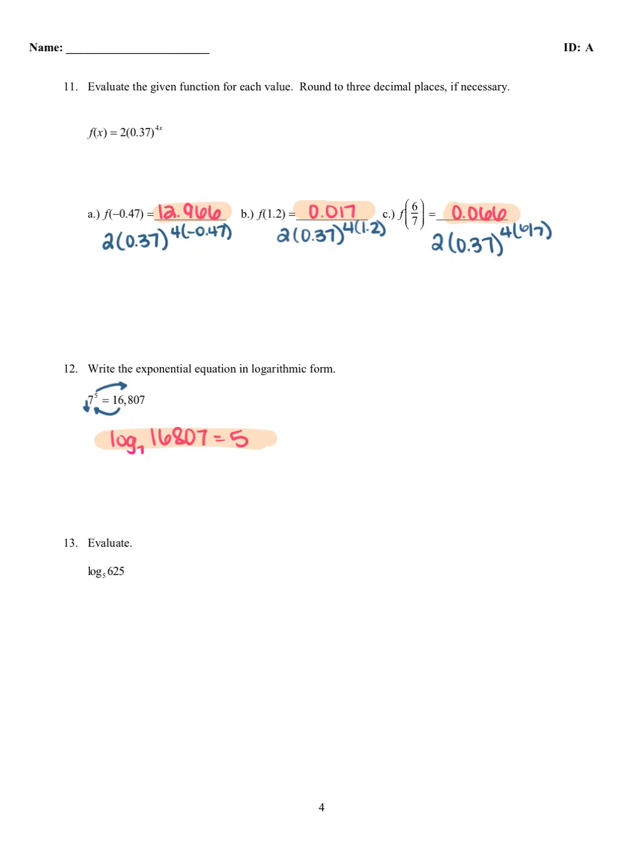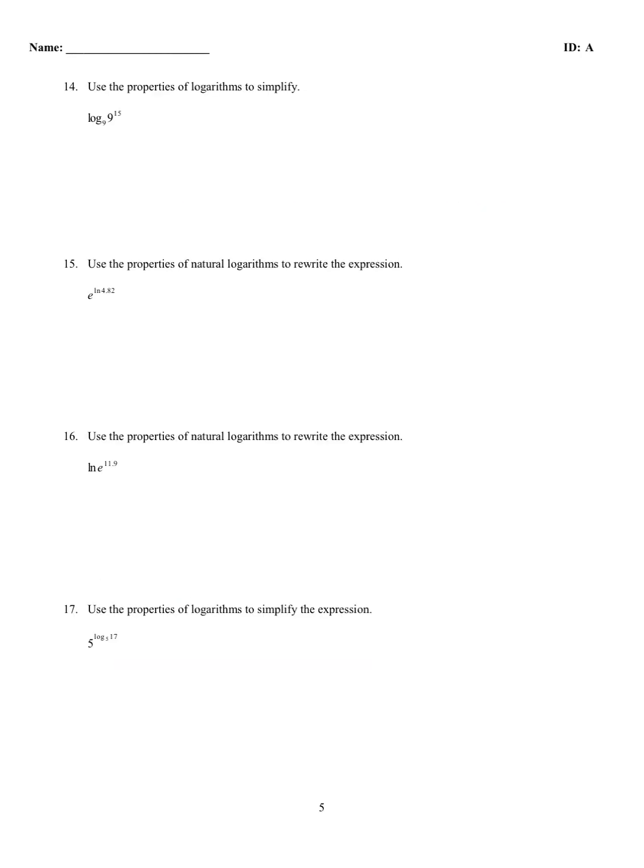For 13, we are evaluating log 5 of 625. So this is the same thing as asking 5 to what power is 625. 5 to the 4th power is 625. So your answer is just the 4. For 14, you're using your properties in order to simplify. You have log 9 of 9 to the power of 15. Because your base is the same with the 9s, they cancel, and you're just left with the 15 for your answer.